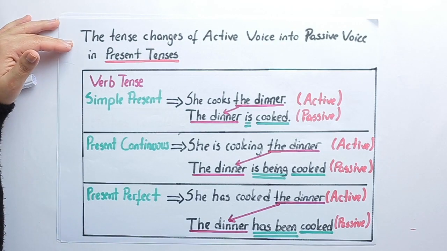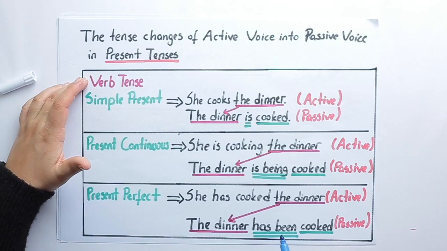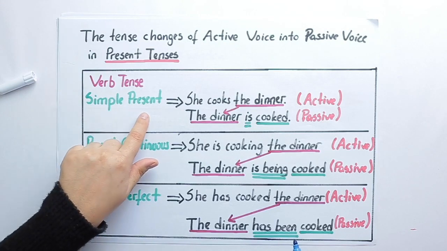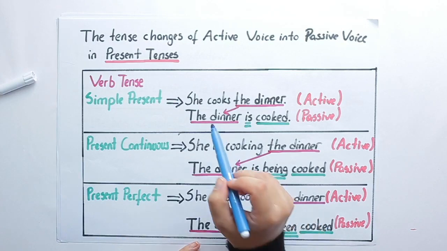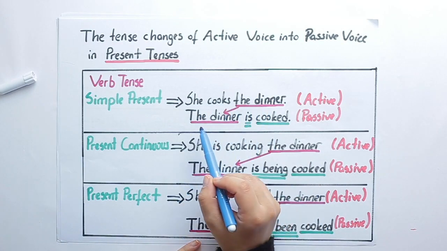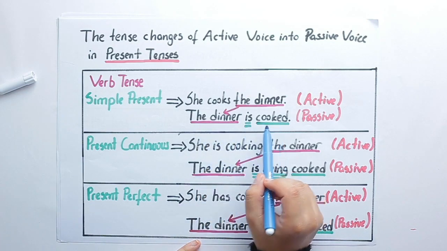The tense changes of the active verbs into passive voice in present tenses. Let's see the verb tenses. Simple present. She cooks the dinner. The dinner is cooked.